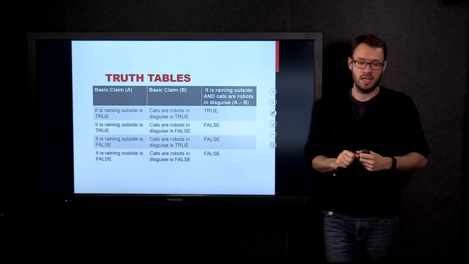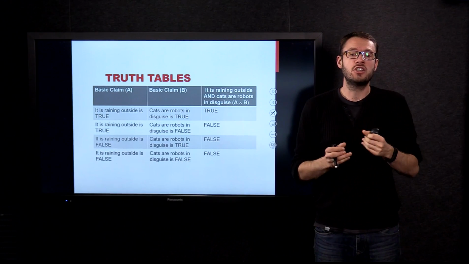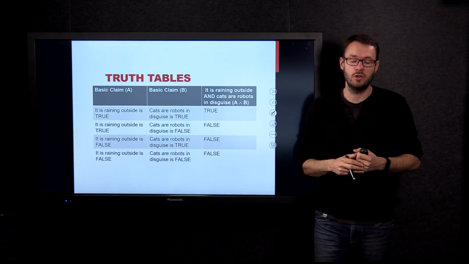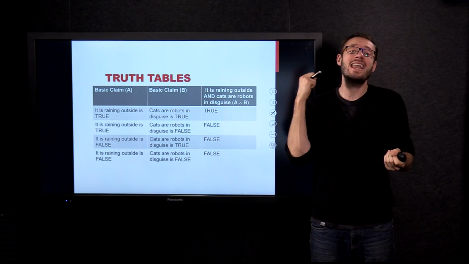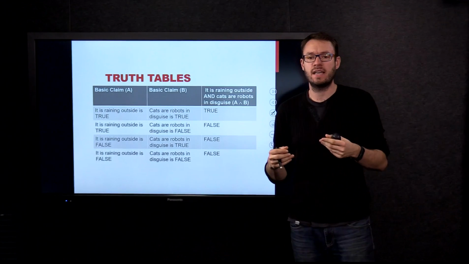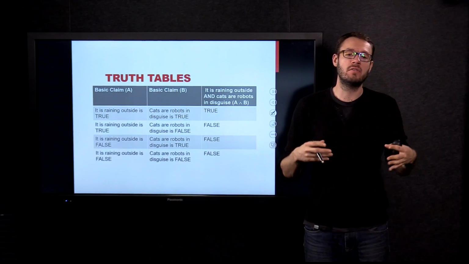The compound proposition, that is. It seems to be the case that the compound proposition is true just when both of the two things connected by that "and" are true. So when it is raining outside and cats are robots in disguise, then that compound proposition, it's raining outside and cats are robots in disguise, gets to be true, and it's false in all of the other situations.